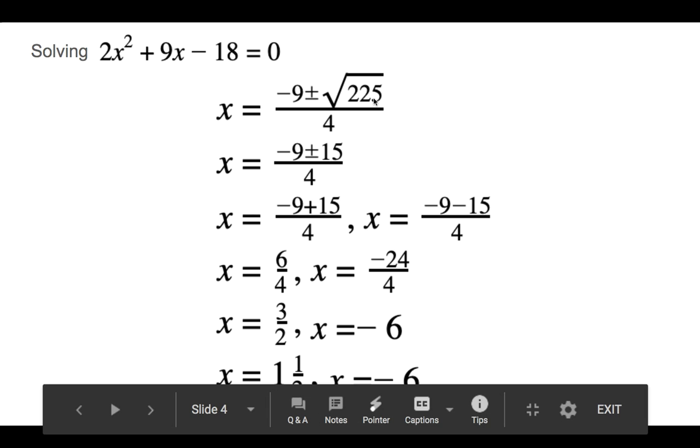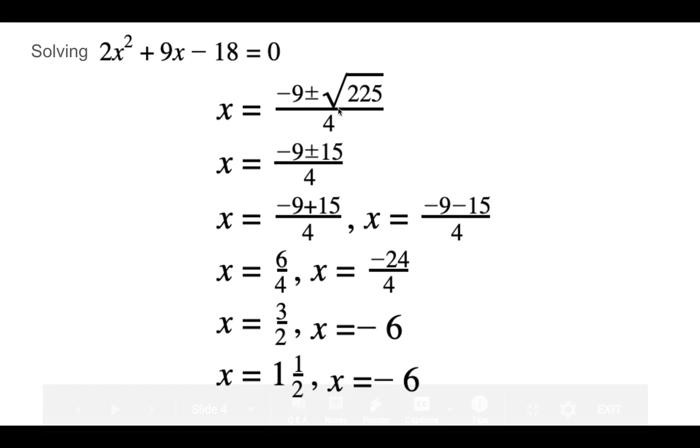And now, going on to the next page, just ran out of room. It's quite a few steps to do this. Now we're going to actually take the square root of 225, which is 15. And here's where we break it up into the plus and the minus. Remember that there's a plus and a minus in the quadratic formula because there are two different solutions, two different roots. And by the way, the word we often use for the solutions of quadratics is roots. Roots and solutions mean the same thing here.